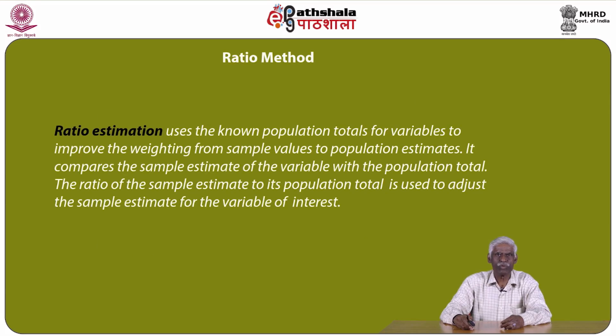Now let's discuss the ratio method. Ratio estimation uses the known population totals for variables to improve the weighting from sample values to population estimates. It compares the sample estimate of the variable with the population total. The ratio of the sample estimate to its population total is used to adjust the sample estimate for the variable of interest.